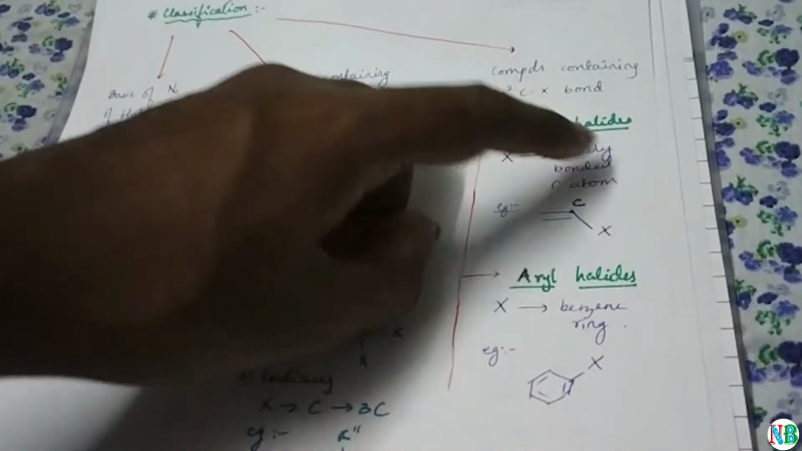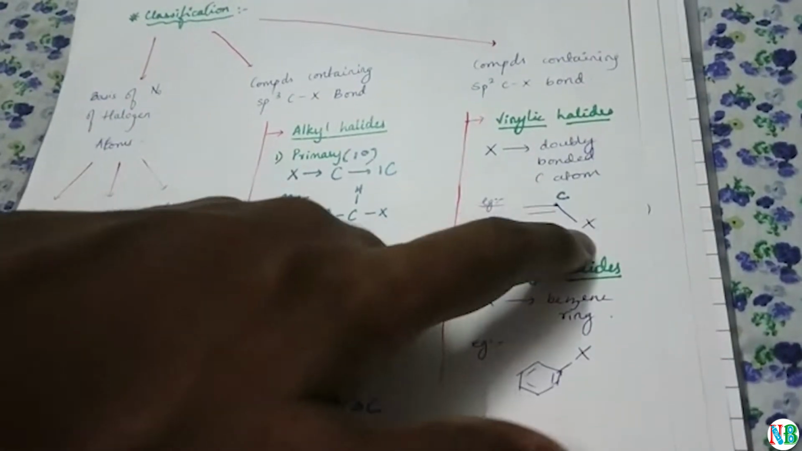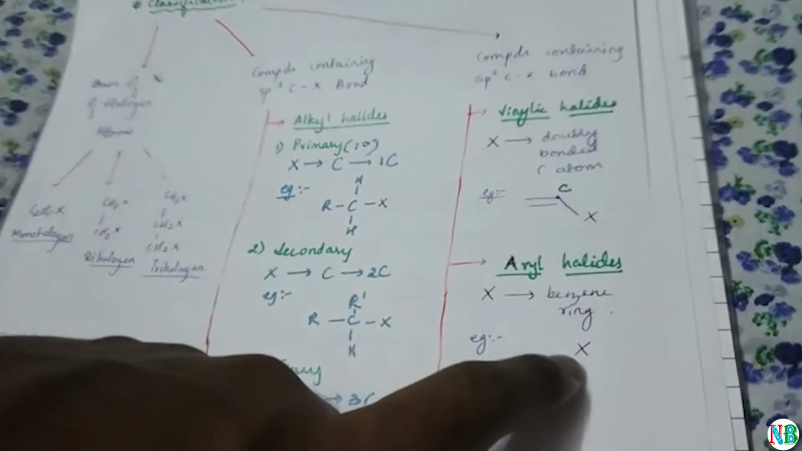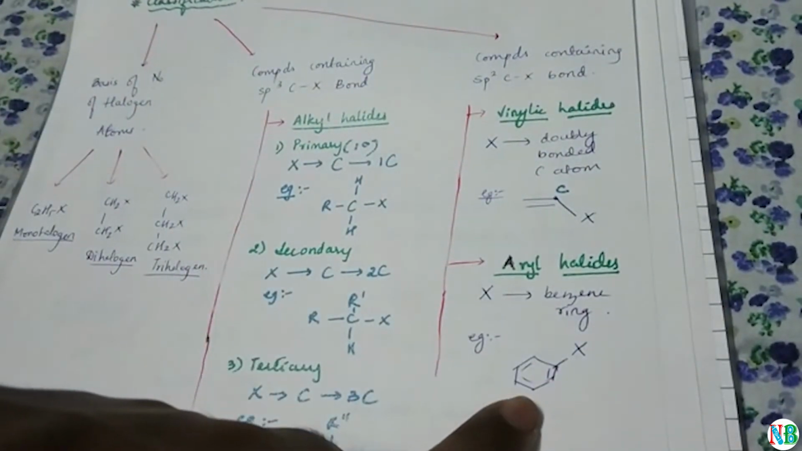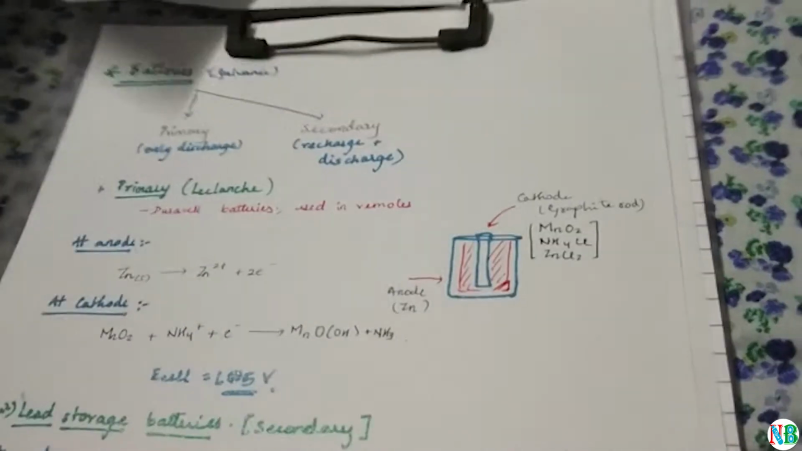Again, summarizing vinylic and aryl halides, in vinylic the halogen is directly attached to the doubly bonded carbon atom, and in aryl halides the halogen is directly attached to the benzene ring. The examples: halogen directly attached to a doubly bonded carbon atom and halogen directly attached to a benzene ring. So this was about the classification of haloalkanes.